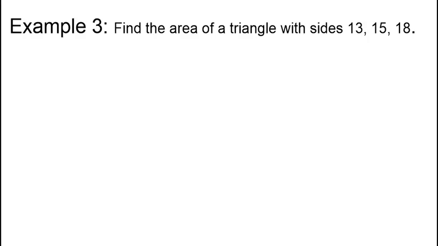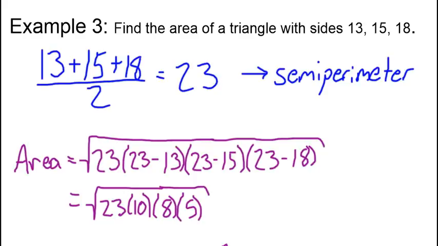So, example 3, we want to find the area of a triangle with sides 13, 15, and 18. The first thing we have to do is find the semi-perimeter of this triangle by adding all three side lengths together and dividing by 2. So 13 plus 15 plus 18, divided by 2, gives us 23. Now we have all three side lengths and the semi-perimeter, so we can plug these values into Heron's formula to find the area.